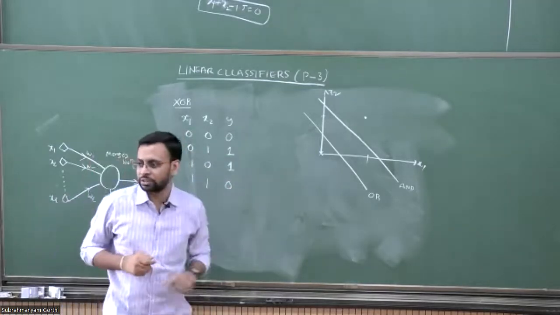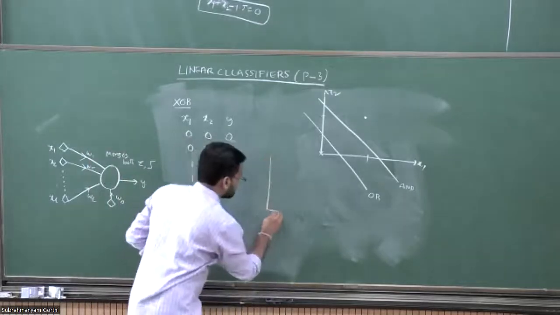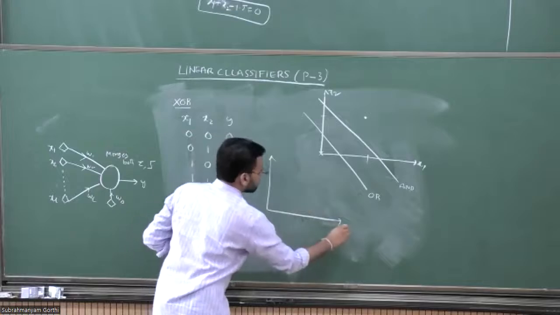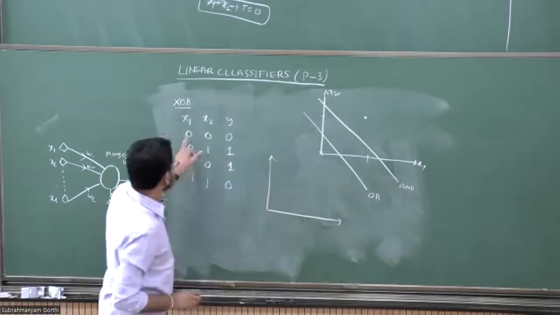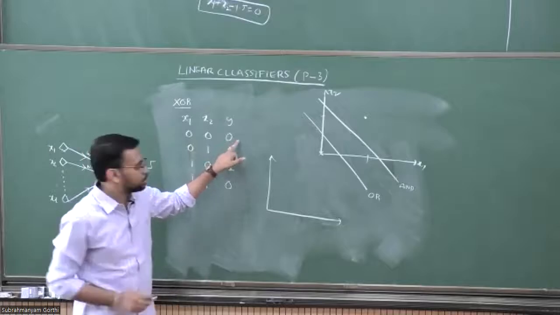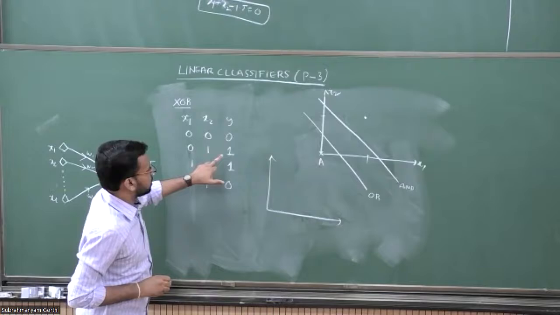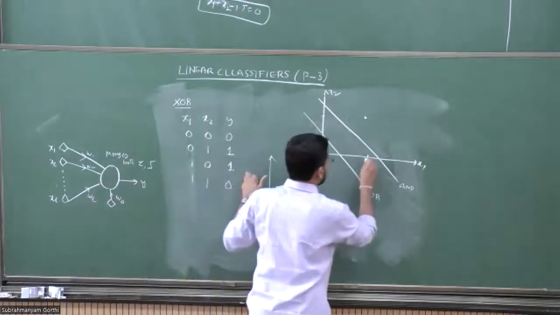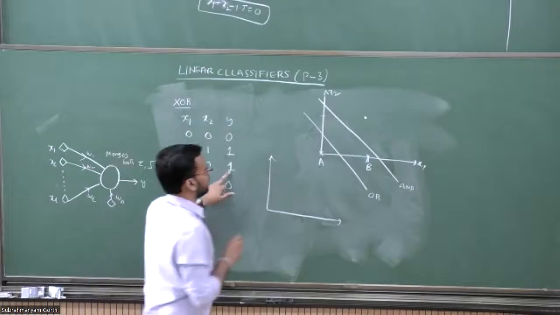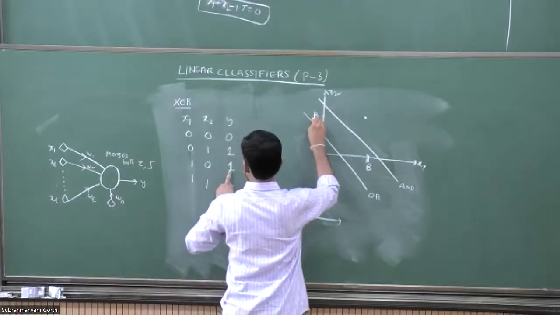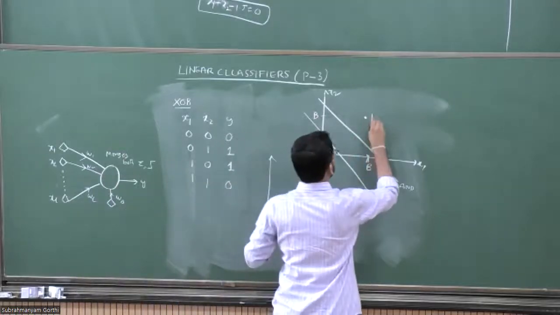Right? Now you find the line that separates these. Let me draw that. 0,0 is 0, so this is my class A. 0,1 is 1, so this is my class B. And 1,0 is 1, this is my class B. And 1,1 is 0, this is my class A.